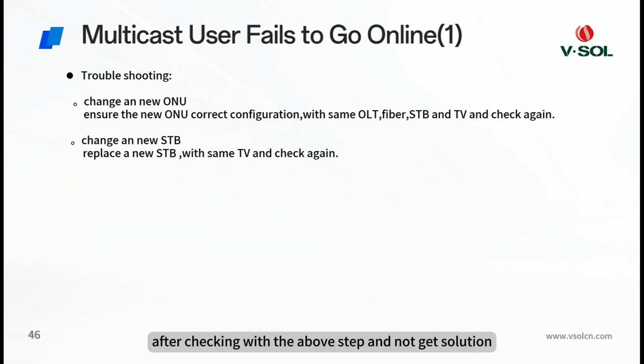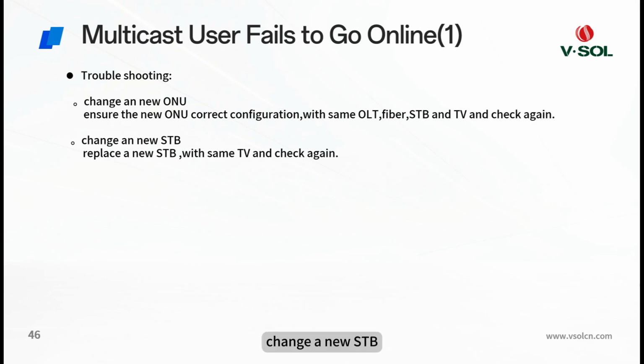After checking with the above steps and not getting a solution, you can try changing to a new ONU, ensuring the new ONU has the correct configuration, with the same OLT, fiber, STB, and TV, and check again. Change to a new STB, replacing it with a new STB with the same TV, and check again.